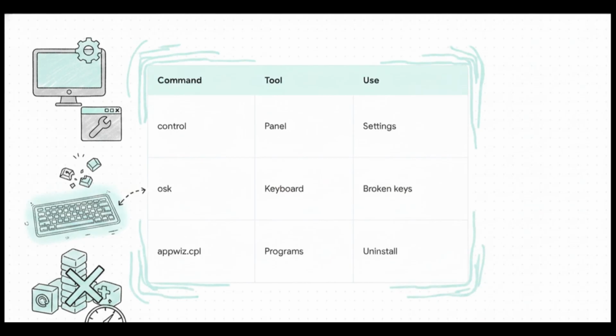Next, type OSK. Boom! The on-screen keyboard appears instantly. This is a lifesaver if your physical keyboard breaks or if some keys just randomly stop working. Finally, type appwiz.cpl. This command takes you straight to your installed programs list, which lets you quickly find and uninstall unused apps. It's perfect to free up precious space and boost your speed even more.